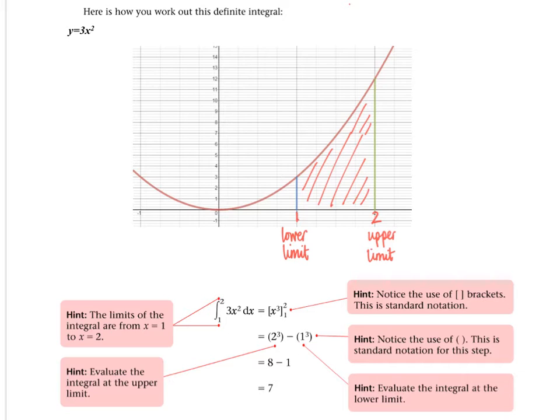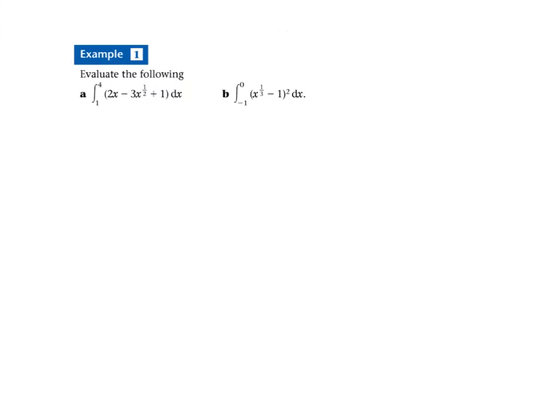We could say units squared, but this is what's called a definite integral. We do not need a plus c here because we've actually worked out the area under a curve. Let's look at an example of this that we can do together, a couple of them.